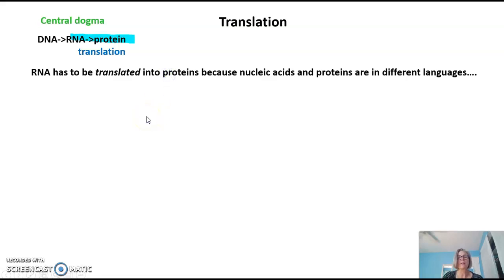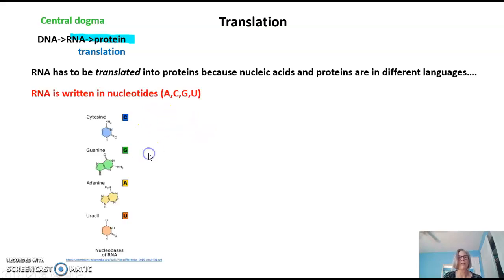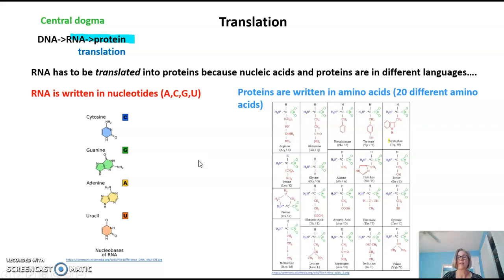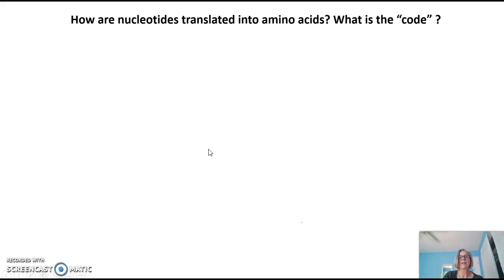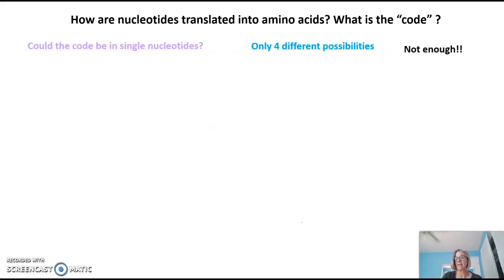RNA has to be translated into proteins because nucleic acids and proteins are in different languages. RNA is written in the nucleotides C, G, A, and U. Proteins are written in amino acids, and there are 20 different amino acids. How are these nucleotides translated into amino acids? What is the code? Could the code be in single nucleotides? In other words, could each individual nucleotide code for one amino acid? Well, that's only going to give us 4 different possibilities for amino acids, and that's not enough. We know that there are 20 different amino acids.